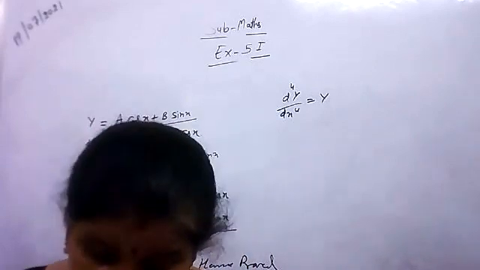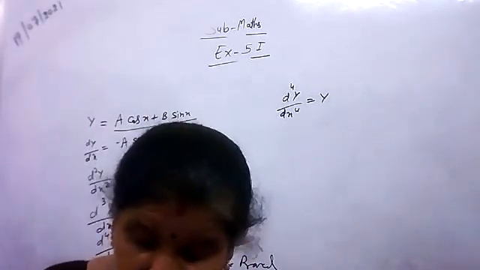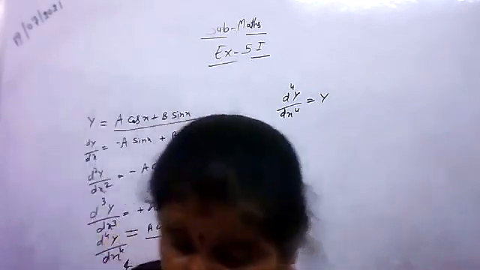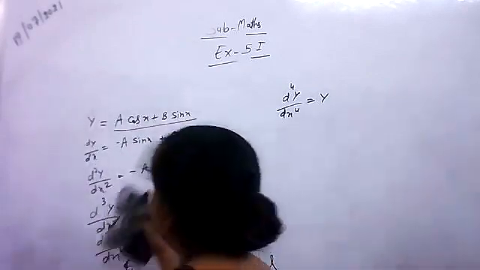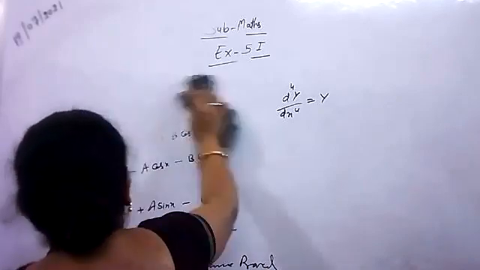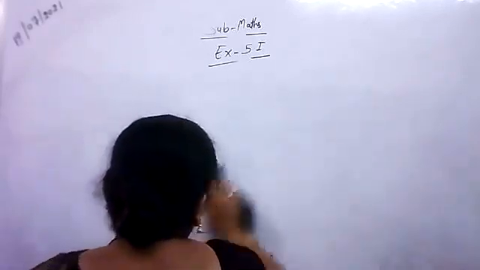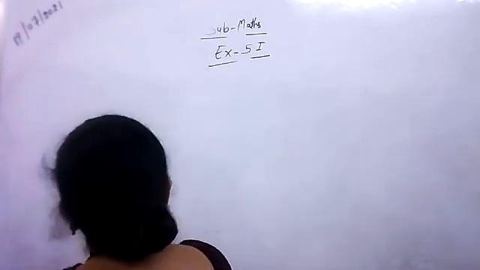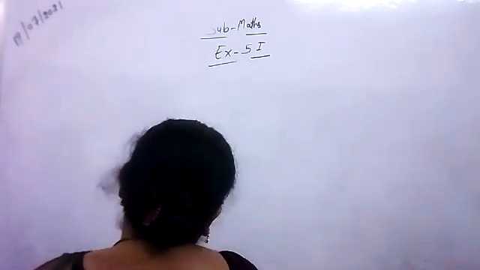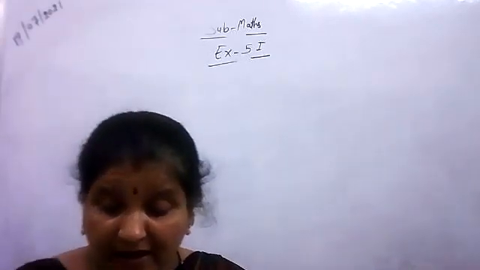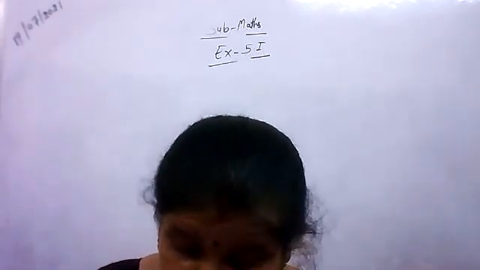Question number 12 is also the same; here we differentiate 2 times and find the value. This is a very easy differentiation exercise. If you know how we find the differentiation, you can solve it, otherwise you can't solve.